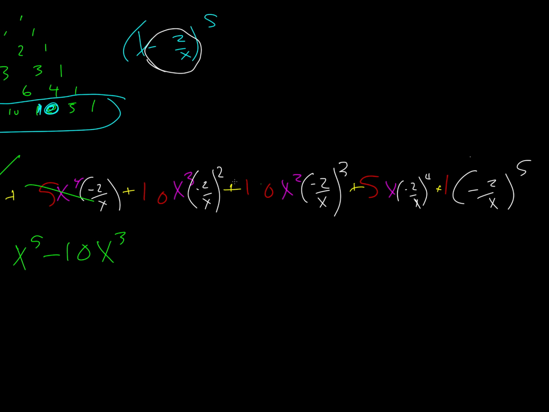Okay. Now, this one we'll need to simplify a little bit. So we're going to say negative 2 squared, so that's going to give us a positive 4. We still have our 10. And then we have x to the 3 on top, and then since we're squaring this on the bottom, it's going to be x squared on the bottom. So we have x cubed over x squared. So overall, that just becomes x, and that becomes positive 40.